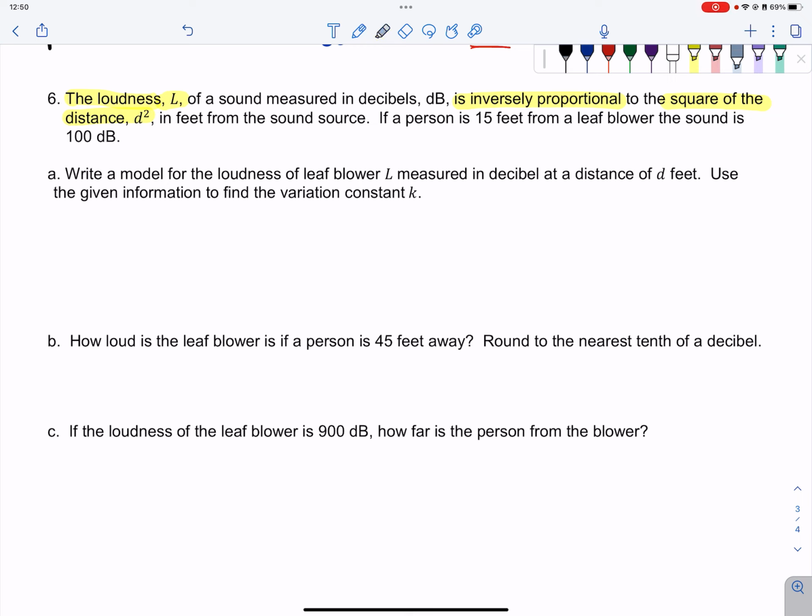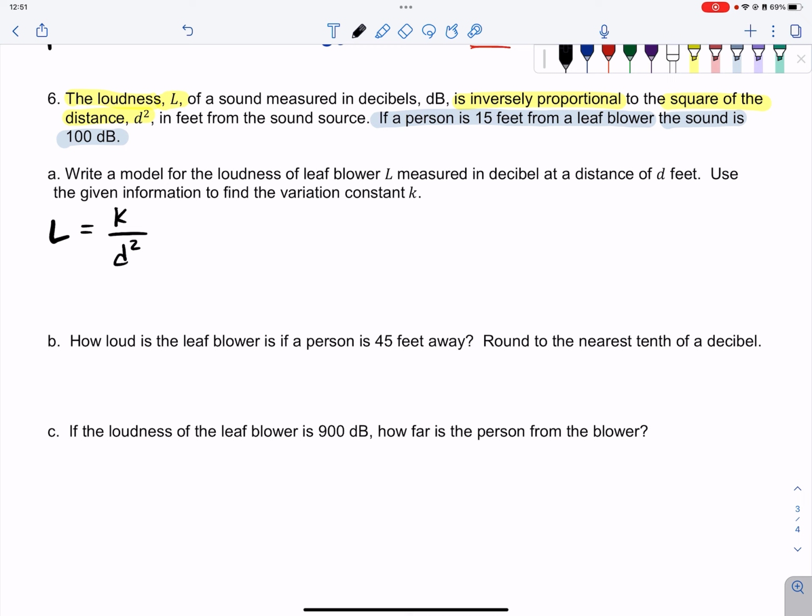We are also told if a person is 15 feet from a leaf blower, the sound is 100 decibels. So now we want to write our model for this and use the given information to evaluate K. To start, the loudness L is inversely proportional to the square of the distance. That means L is equal to K divided by our distance squared.